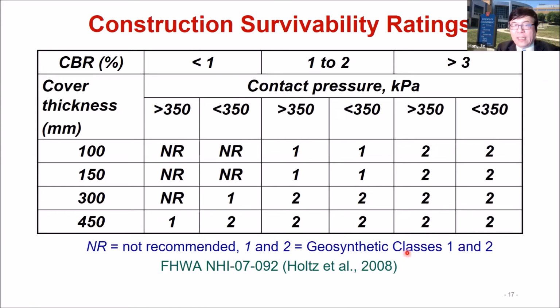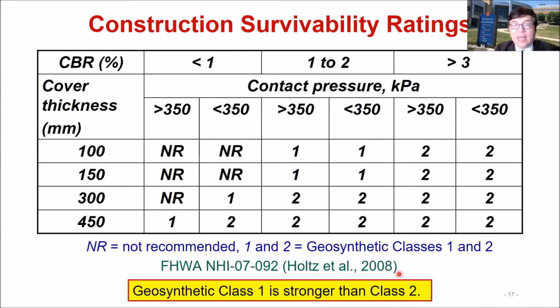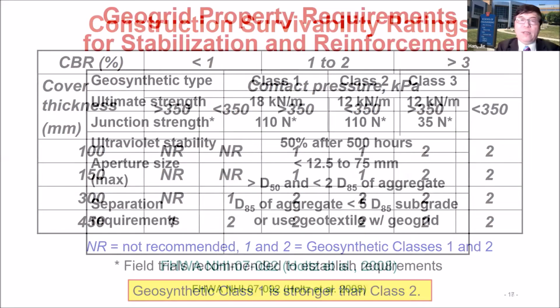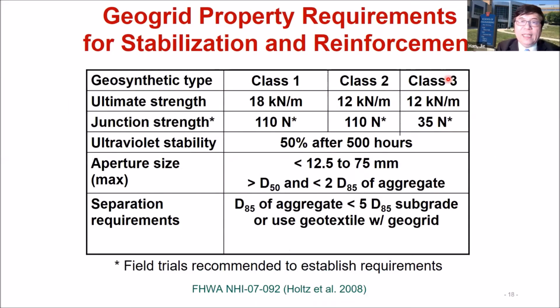And there are two different products they suggest, basically geosynthetic class 1 and geosynthetic class 2. Class 1 is stronger than class 2. So as you can see, if you have a stronger subgrade, then you can use a weaker geosynthetic for this purpose. Now, for Geogrid, we also have class 1, class 2, class 3. In addition to the strength, there are two more requirements. One is aperture size. In order for Geogrid to interact better with aggregate, we need to find an aperture size that fits this range.